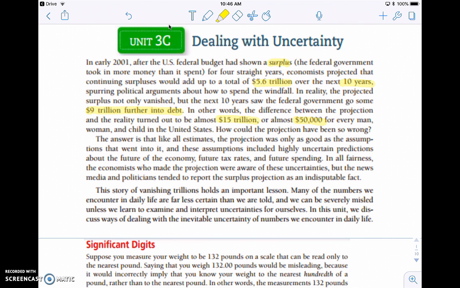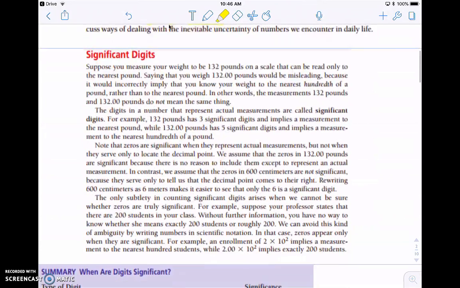And so this story of the vanishing of trillions of dollars is an important lesson for us, because many of the numbers we encounter in our everyday life are far less certain than we are told, or than we may assume them to be, and we can be severely misled unless we examine and interpret those uncertainties ourselves. So in this unit we're going to discuss ways of dealing with the inevitable uncertainty of numbers we encounter in everyday life.